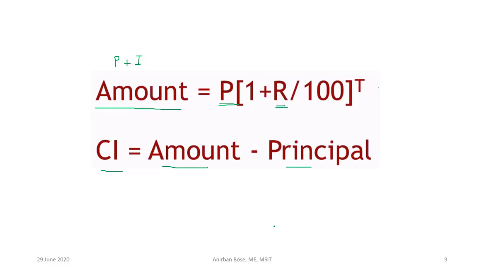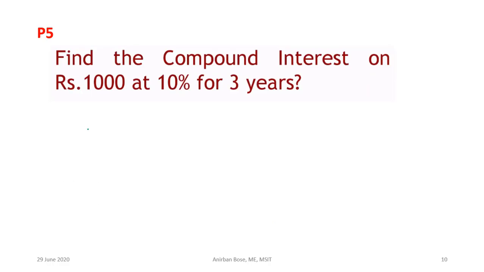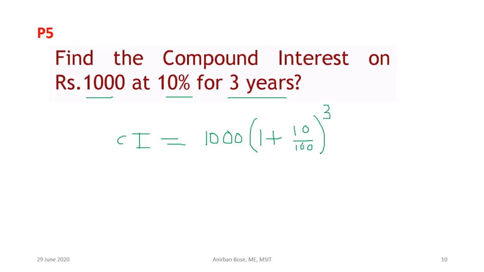Okay, so let's see some problems. Find the compound interest on rupees 1000 at 10% for 3 years. You have to find the compound interest. The amount will be equal to the principal into 1 plus r by 100, that means 10 by 100, whole to the power of the number of years, so 3. This is the amount, but what is the compound interest?